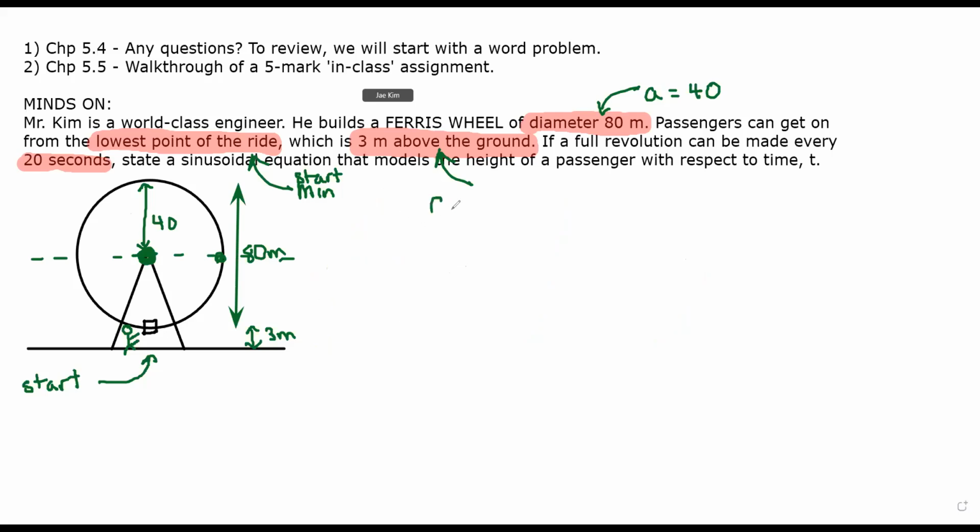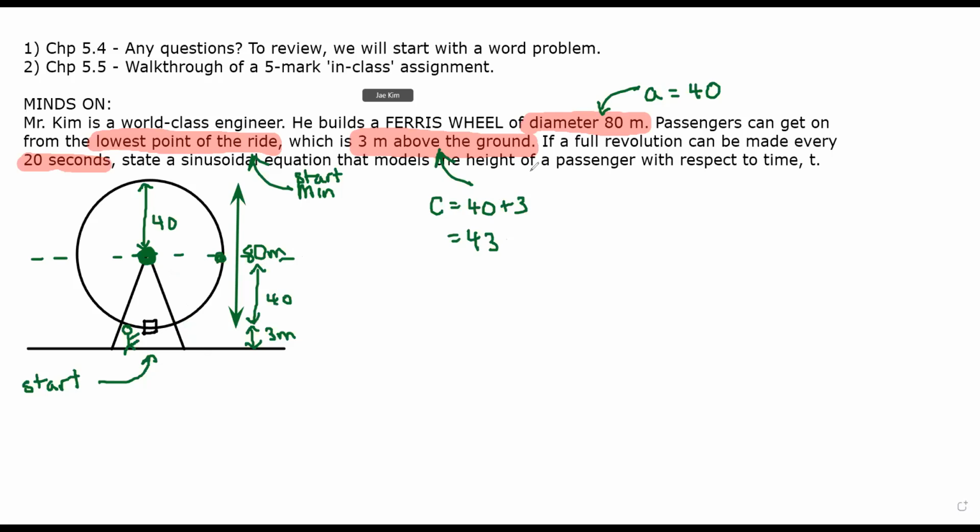Once again, the C value is the full radius of one circle plus the extra 3. That's how far off the ground the mid-axis is. That's going to be 40 plus 3. My C value for this story is going to be 43. And maybe I'll draw that arrow. That's a 40. Oops. Any questions so far? I think I'm just making logical sense.